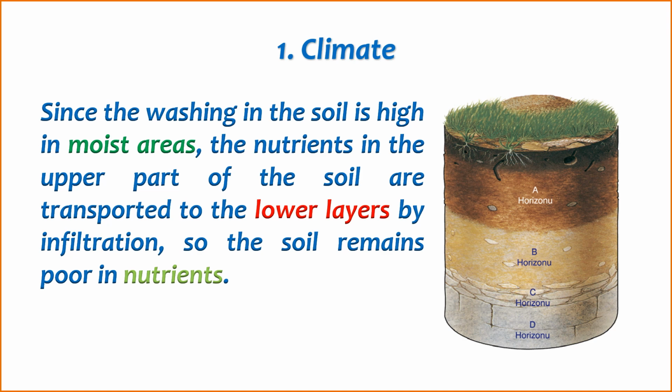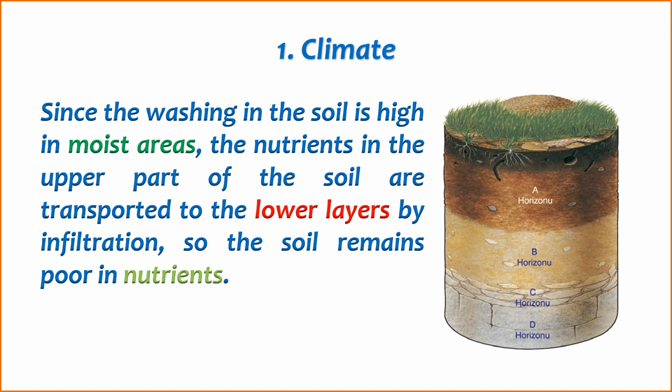Nutrient-poor topsoil. The upper layers of the soil may become relatively nutrient-poor due to leaching, impacting the fertility of the soil for plant growth. Subsoil accumulation. Nutrients that leach down may accumulate in the subsoil, creating a nutrient reservoir deeper in the soil profile. Understanding the leaching process is crucial for managing soil fertility, especially in agriculture.